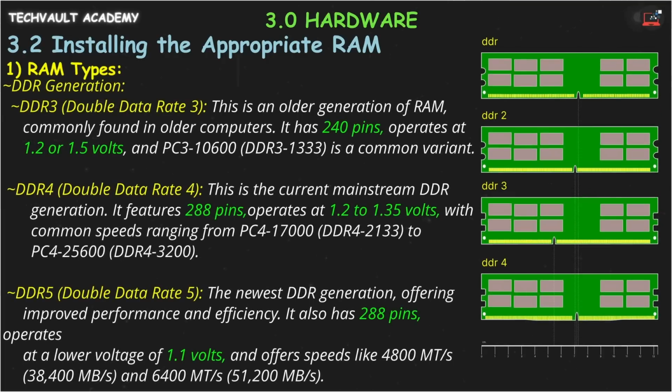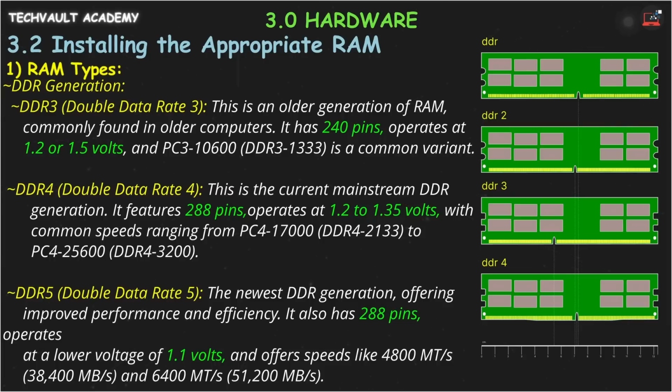DDR generation. DDR3, Double Data Rate 3. This is an older generation of RAM, commonly found in older computers. It has 240 pins, operates at 1.2 or 1.5 volts, and PC3-10600, DDR3-1333 is a common variant.